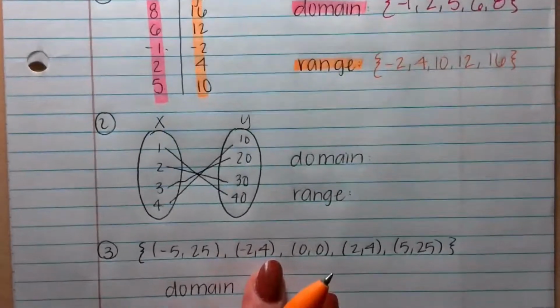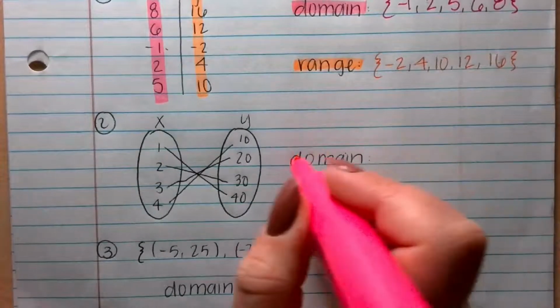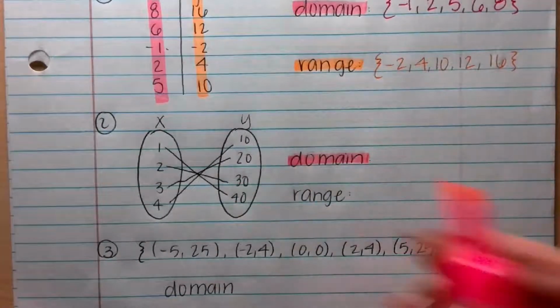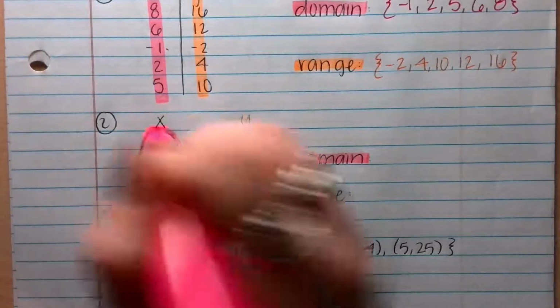Up next, we're going to look at our potato diagram, or our mapping diagram, whatever you want to call them. So again, we're going to keep with our colors. Our domain is going to be pink, and our domain is everything in this circle.